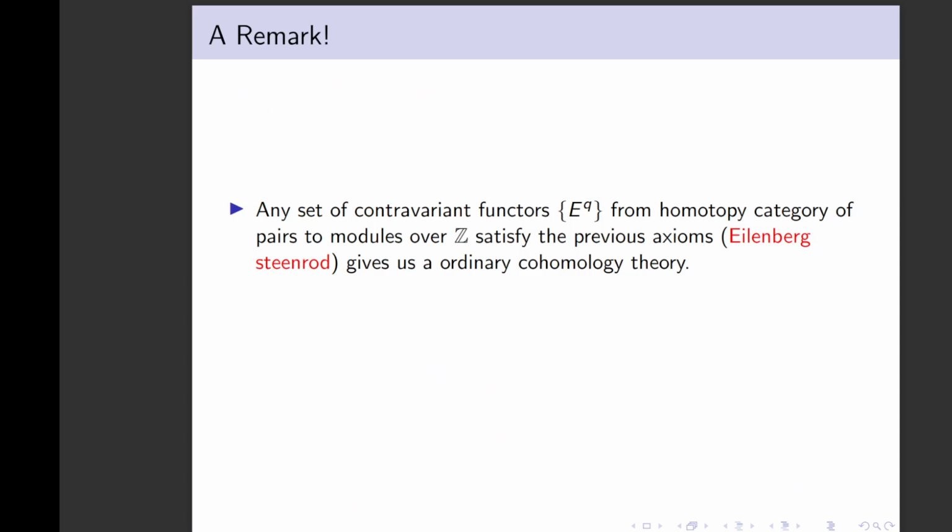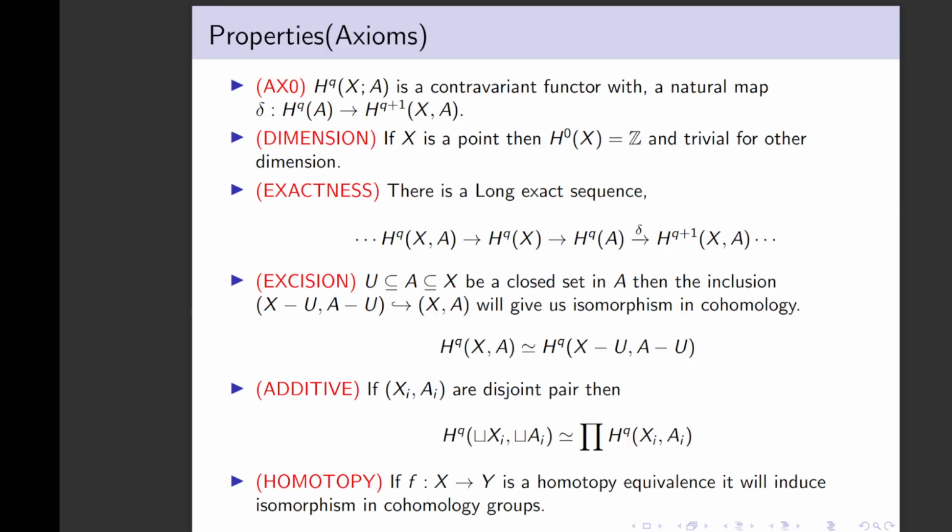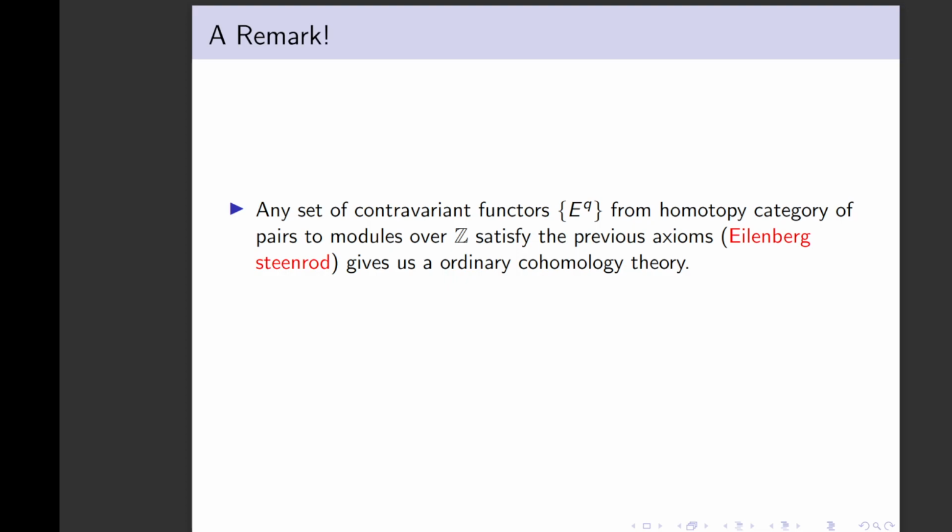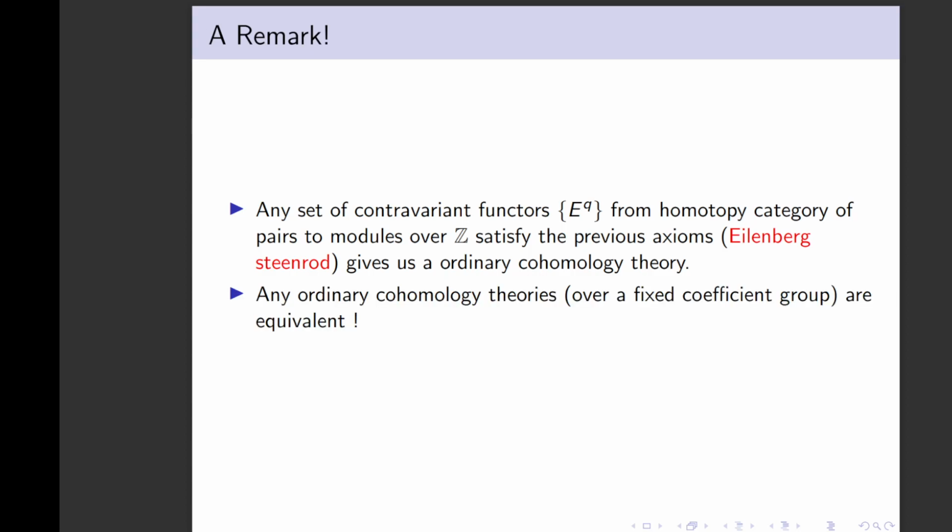And yeah, I just want to mention something like this. In these axioms, if I remove this dimension axiom, then we will call that cohomology theory an extraordinary cohomology theory. I think in Somo's talk you might see generalized cohomology theories. They are not ordinary cohomology theories. Okay, so now I just want to move on.